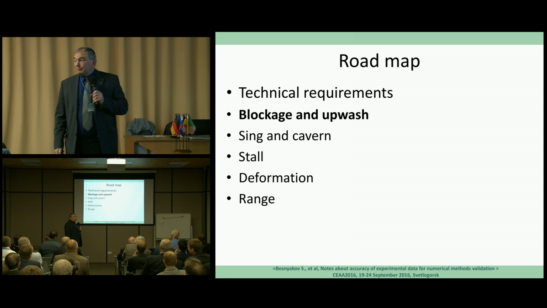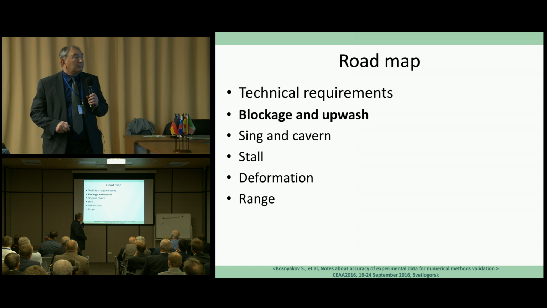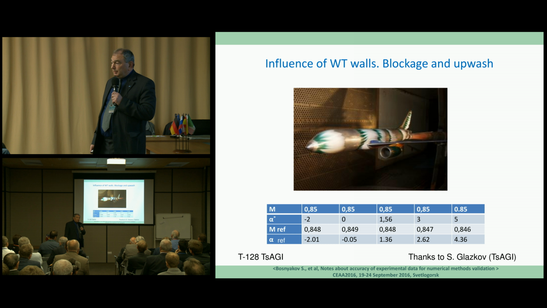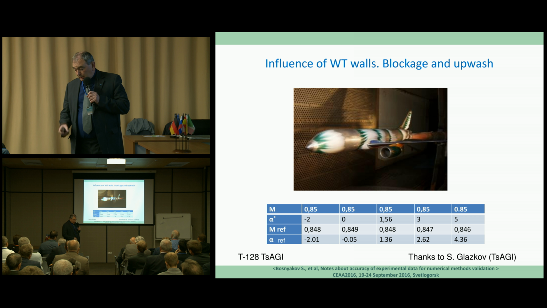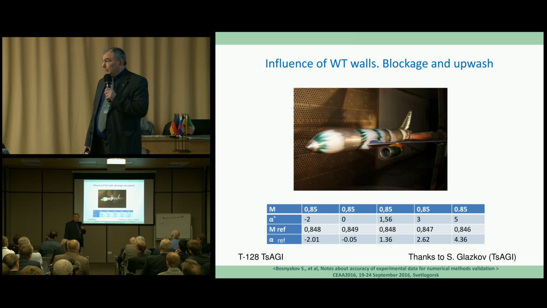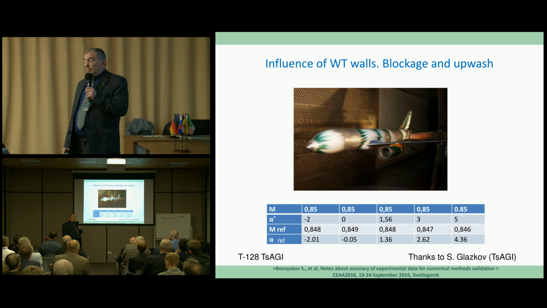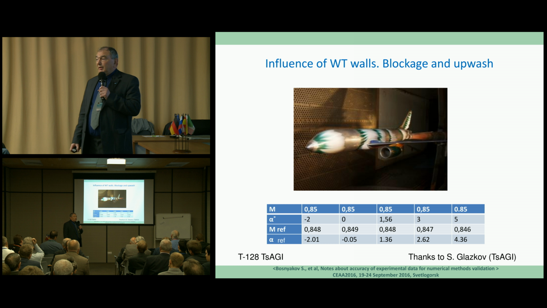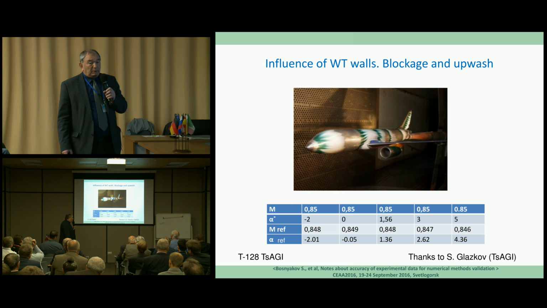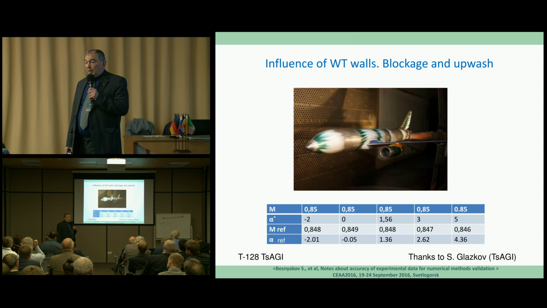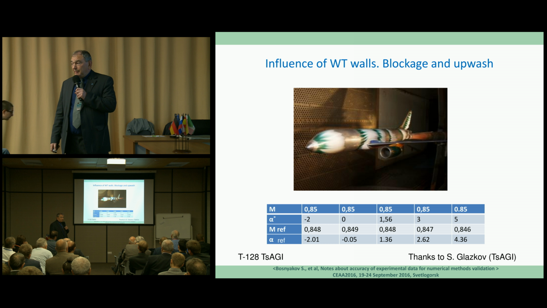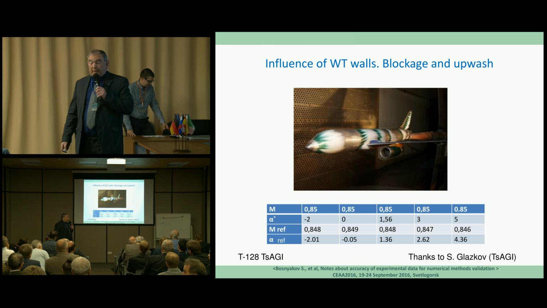Let's make the next step. It's not a secret that wind tunnel walls and wind tunnel mountings impact the result essentially. The main parameters, Mach number and alpha, are measured in the so-called control point. The model influences this parameter essentially. Usually we speak about blockage and upwash phenomena. You can see real data from a real test campaign.